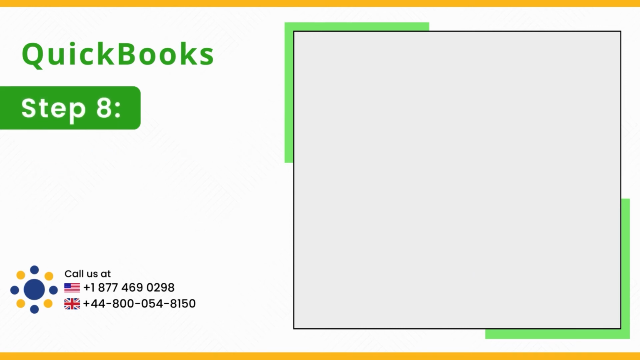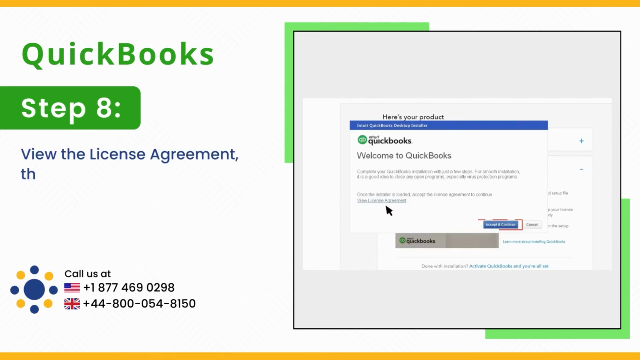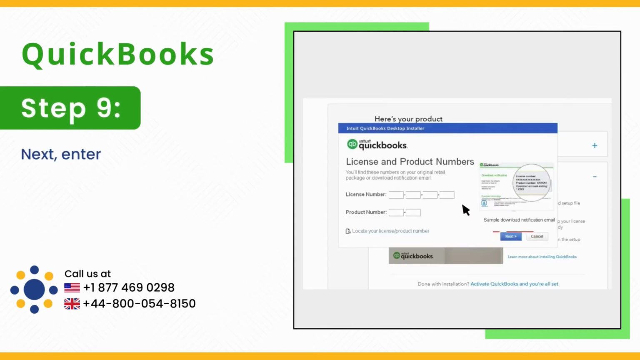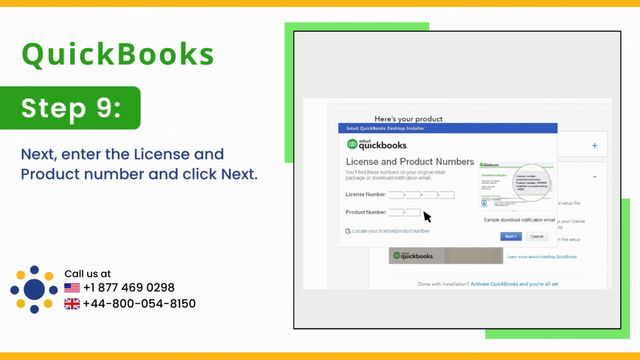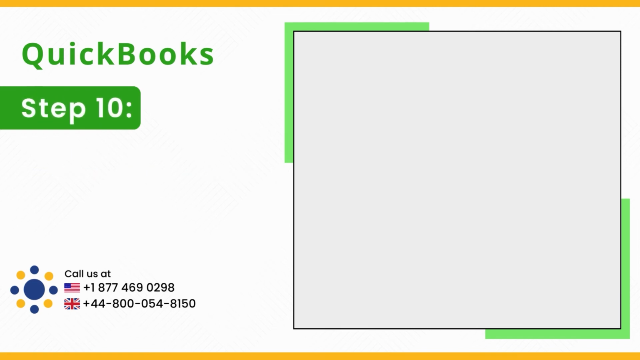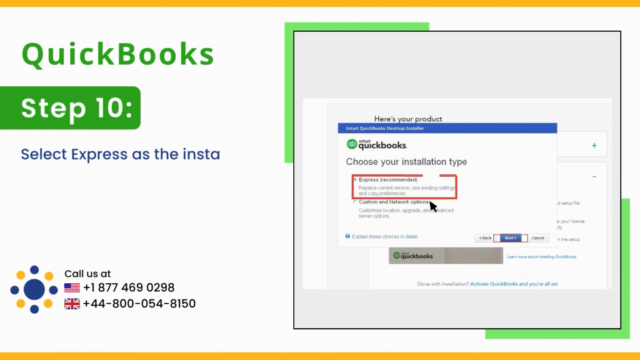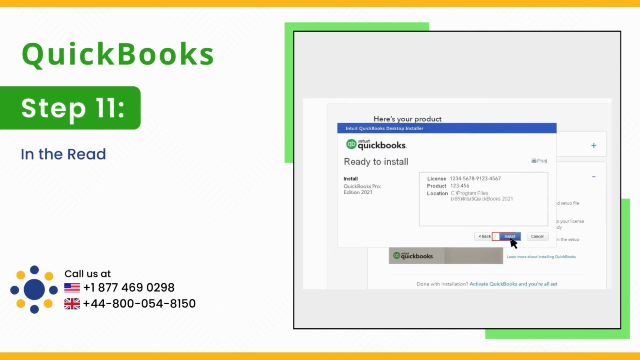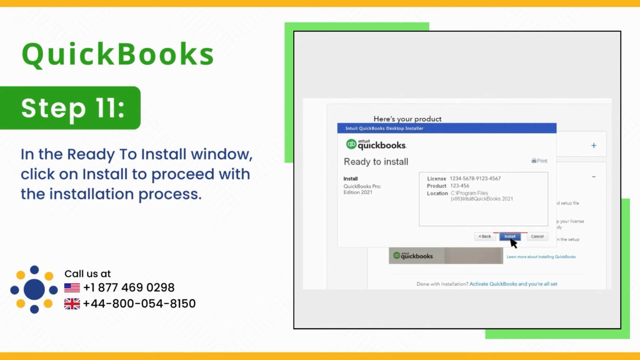Step 8. View the license agreement, then select Accept and Continue. Step 9. Next, enter the license and product number and click Next. Step 10. Select Express as the installation type and click Next. Step 11. In the Ready to Install window, click on Install to proceed with the installation process.